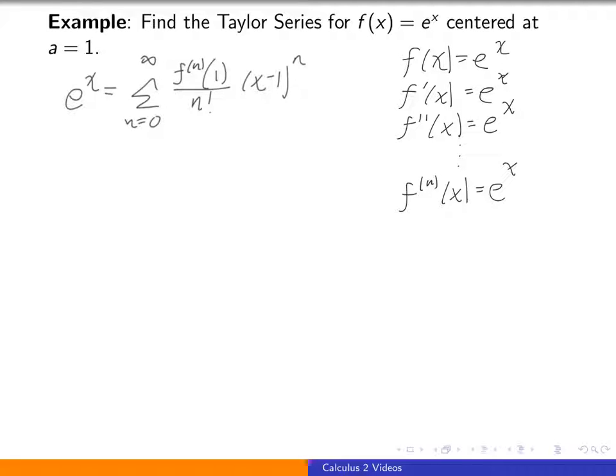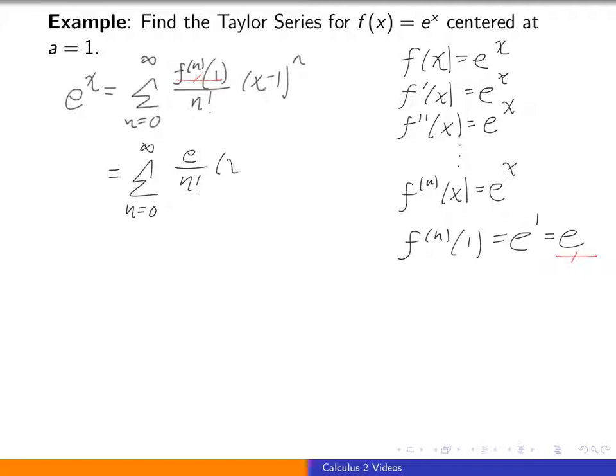And what we need for our formula above is the nth derivative evaluated at 1. So e to the 1 is simply the number e. So we can take e and plug it in to our Taylor series. This would become the sum from n equals 0 to infinity of e over n factorial x minus 1 to the nth power. So this is a Taylor series representation of the function e to the x centered at 1.